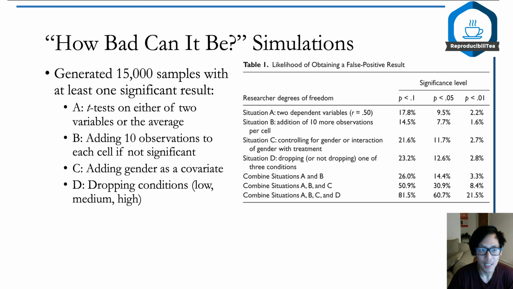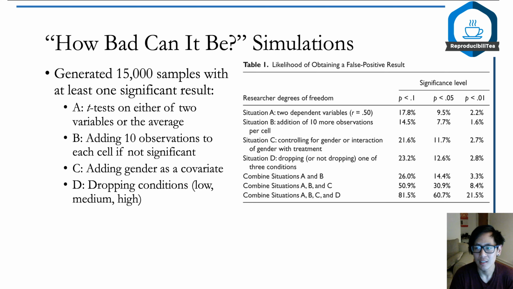In situation B, which was adding 10 observations to each cell if it was not significant, you can see here the addition of 10 more observations per cell for p less than 0.05 occurred 7.7% of the time. So you've almost increased your false positive rate by 50%.